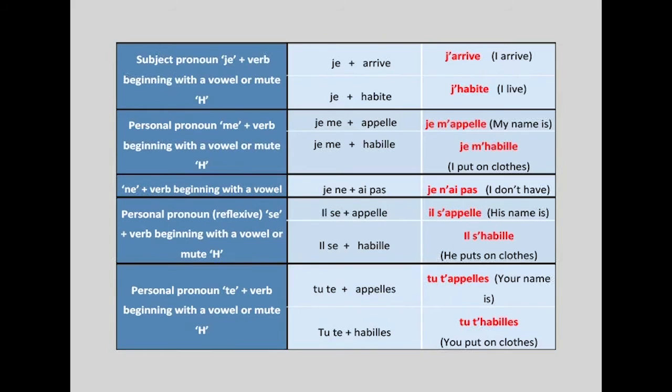The second group of contractions transpires when two-lettered words ending with a mute E are followed by a vowel or a mute H. This type of contraction stems from a typically French grammatical rule that is also responsible for the concepts of elision and liaison. Here's a table that displays a few of these contractions.